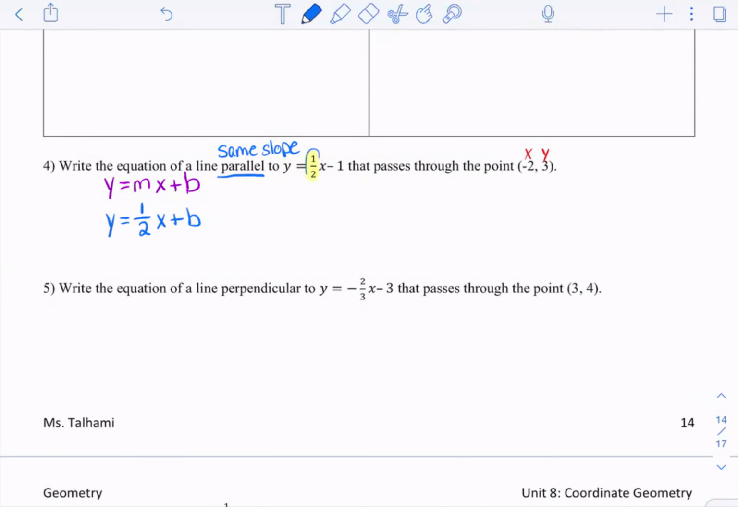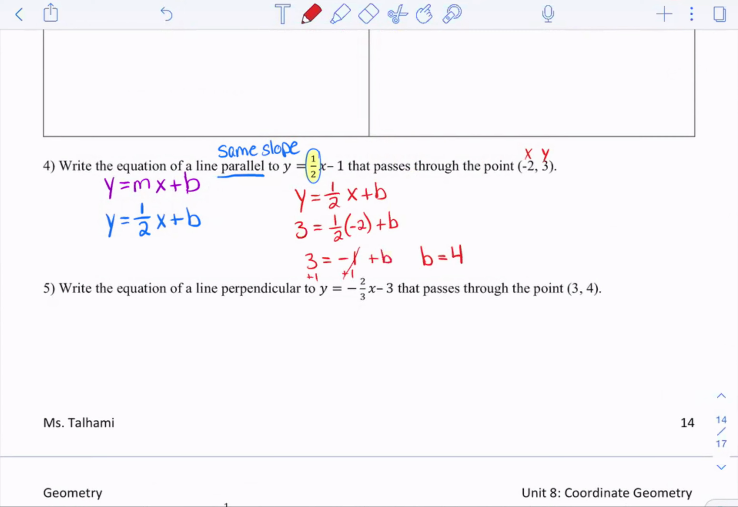And we're going to take that point, since it passes through the point negative 2, 3, that means that negative 2, 3 can be substituted in. So instead of y, we'll put a 3. Instead of x, we'll put a negative 2. Loving how you put those parentheses. Keep your work nice and clean. So a half of negative 2 is negative 1. Add 1 to both sides, and b will give you 4, because 3 plus 1 is 4.